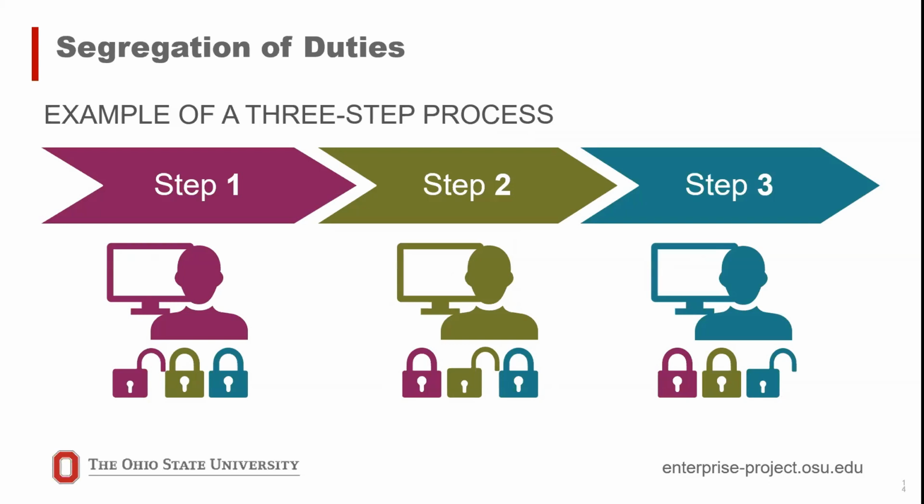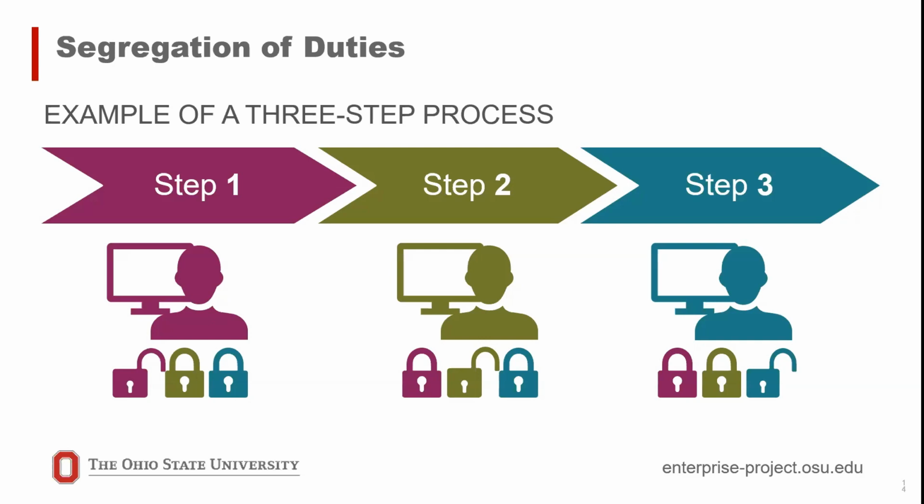To illustrate segregation of duties, this slide shows a 3-step process that requires different people to perform each of the steps. The locks underneath each user represent security role permissions, and you can see that the first user is only authorized to do the first step. The second user can only do the second step, and so on.